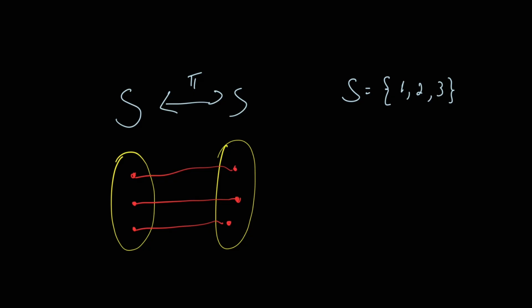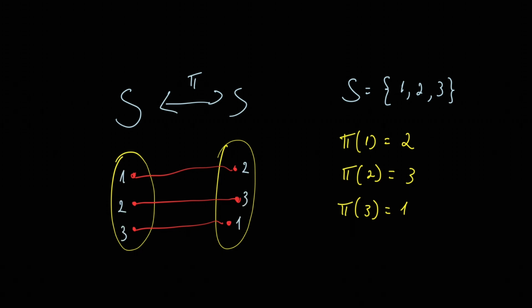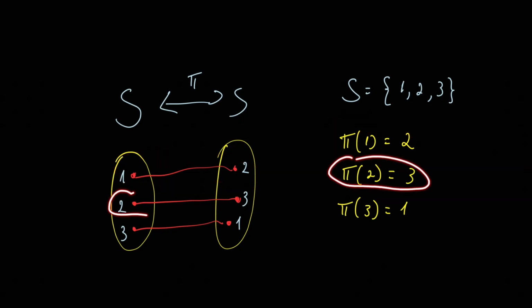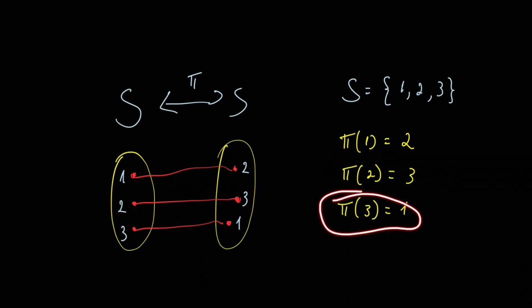For example, let's say that S is the set of elements 1, 2, and 3. Consider the function pi that is defined by pi of 1 is equal to 2, pi of 2 is equal to 3, and pi of 3 is equal to 1. This function just shuffles the numbers around. If we start with the order 1, 2, 3, we get 2, 3, 1, because 1 is mapped to 2, 2 is mapped to 3, and 3 is mapped to 1. That is the same permutation we would list as the sequence 2, 3, 1.